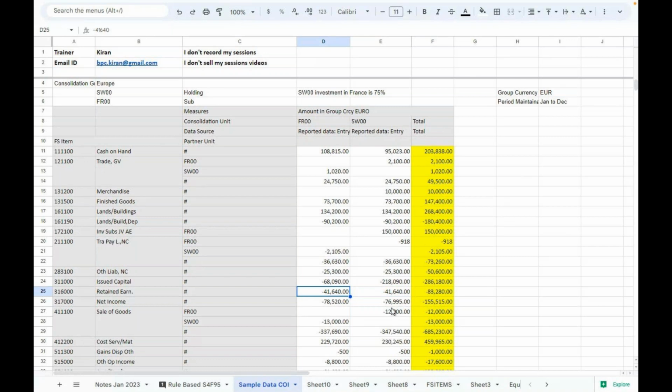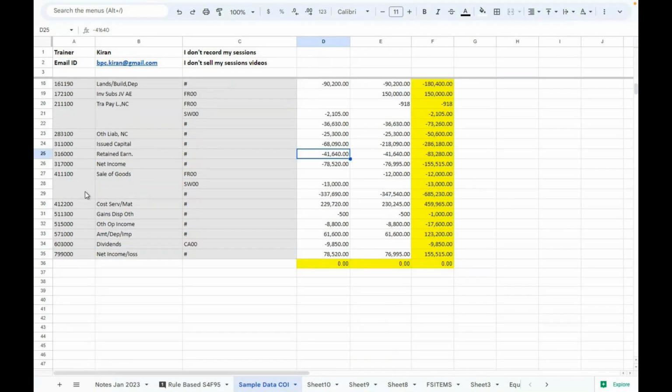And also, if you see this in the P&L accounts, for example, I have the sales account. Even in sales, I have some intercompany sales. Intercompany sales of Switzerland to France is minus 12,000, and France's intercompany sales to Switzerland is something around 13,000, right? And you can also observe some dividends available. Inter-unit dividend, but it is for Canada. It is not within the group. So from Canada, this particular France received some dividend of 9,850 euros.